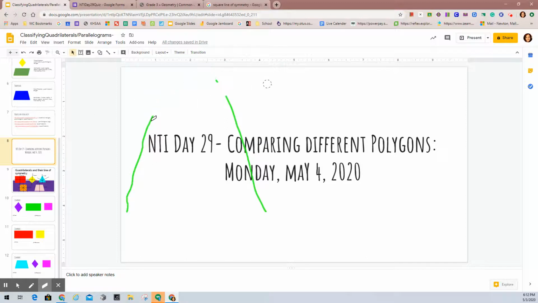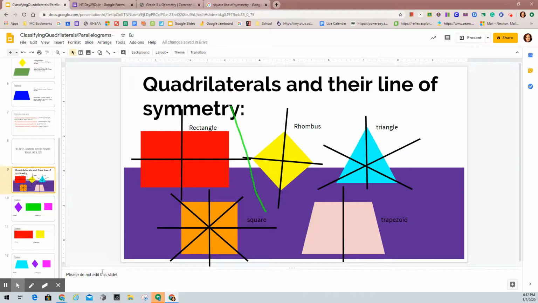First, I'm going to do a little side note. Friday, we were putting lines of symmetry on butterflies, and we were learning about camouflaging of butterflies because it was a science day. Well, we looked at some of their lines of symmetry. So here are some of my different quadrilaterals and their lines of symmetry.